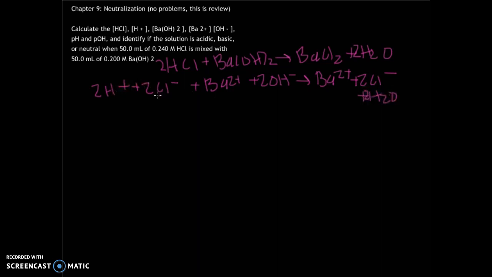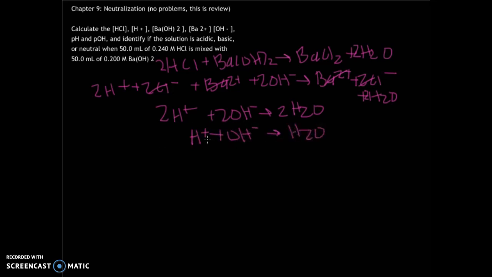Okay. Spectator ions, chloride, barium. So 2H plus 2OH minus makes 2H2O. So reduced, that is H plus OH minus makes H2O. Okay, this is really the reaction that's going on. The barium and the chloride are just sitting there minding their own business. Okay, so I'm going to straight up plug H pluses and OH minuses in here.